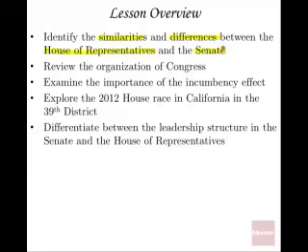So this is something that would be in any basic civics class. What are some requirements to get into the House? What are some requirements to get into the Senate? We're going to differentiate between the two. We're going to review the organization of Congress. So how is Congress organized among its members?